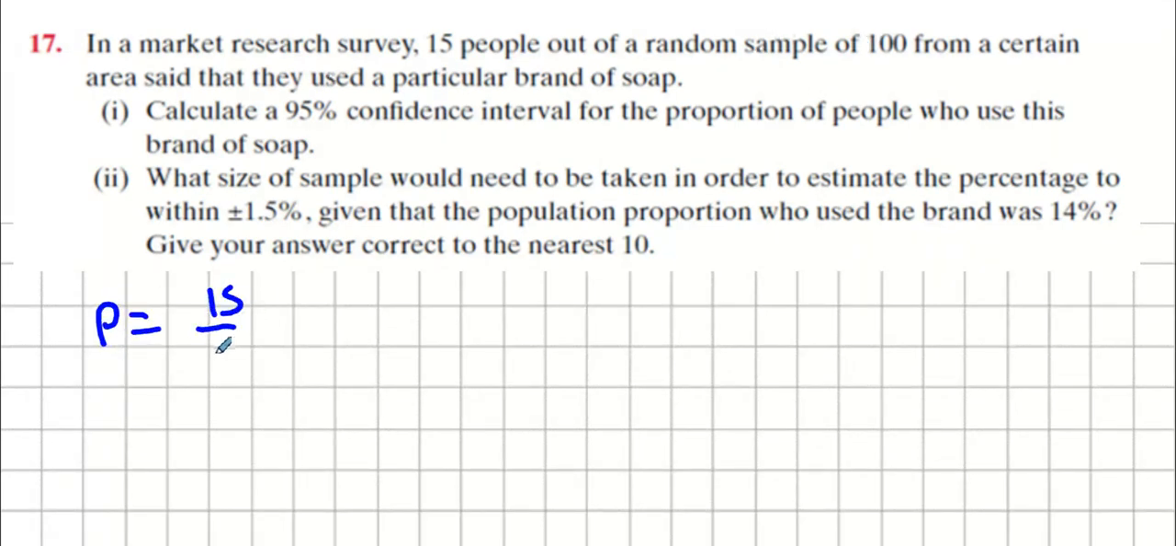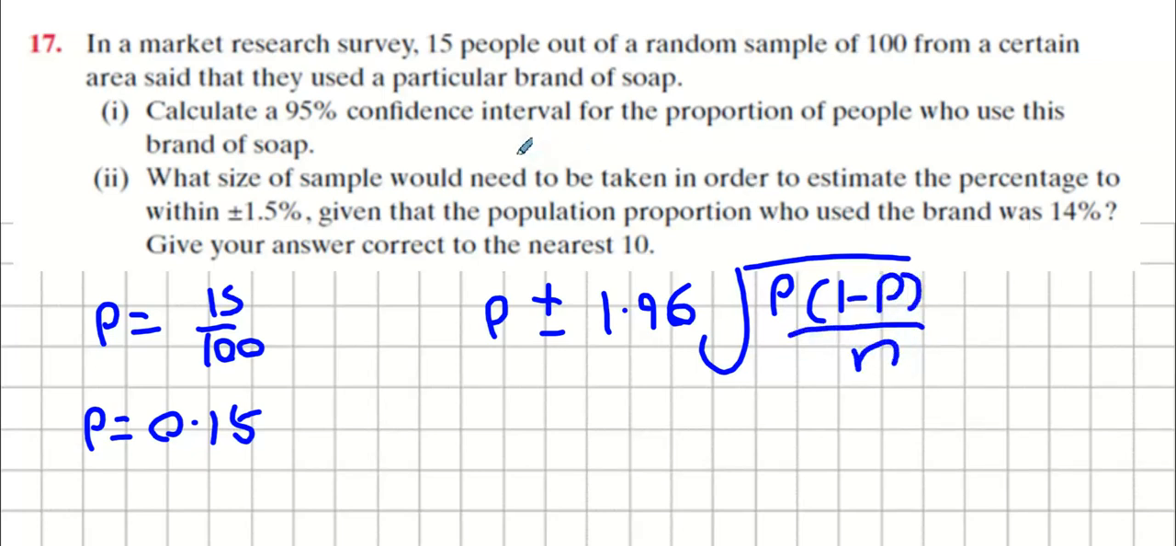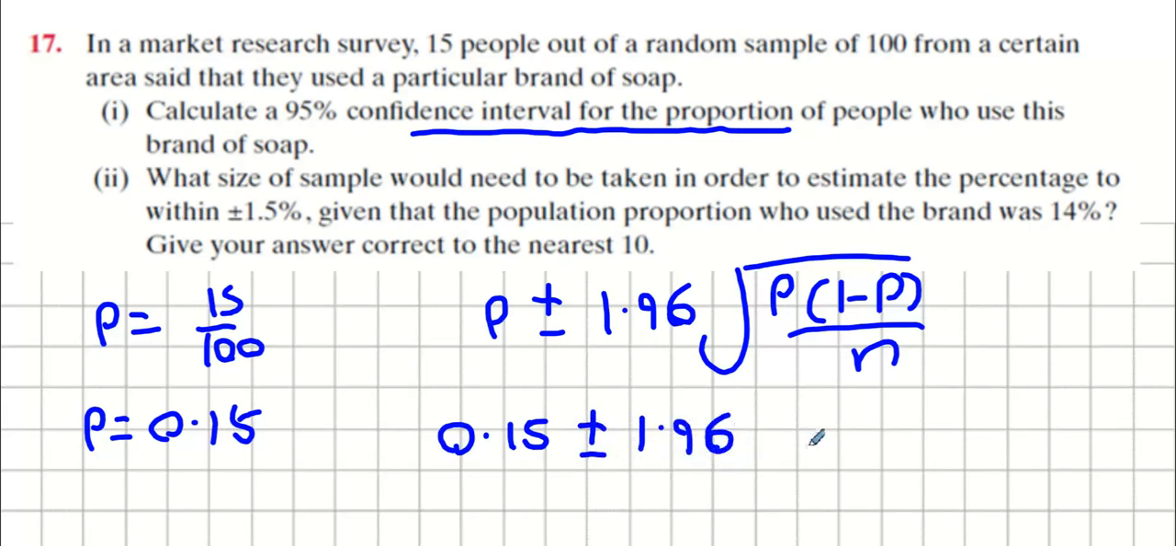The p-value is 15 over 100, so p is 0.15. The margin is p plus or minus 1.96 times the square root of p(1 minus p) all over n. The reason I'm doing this is it clearly says confidence interval of the proportion. Then I do 0.15 plus or minus 1.96.